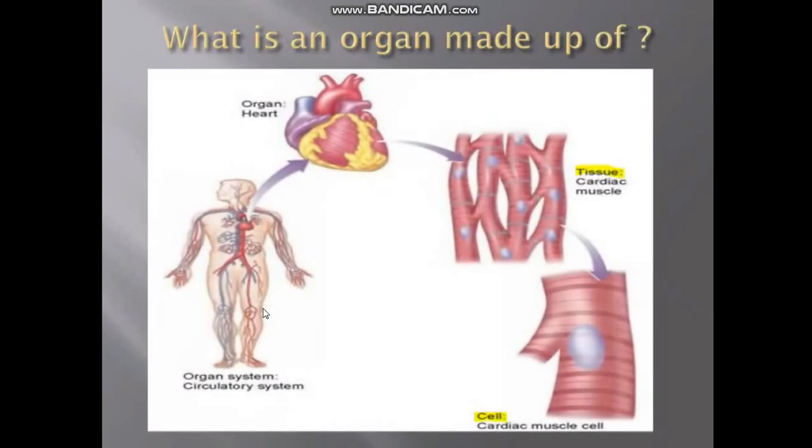Like in this circulatory system, this is the heart. The heart is made of tissues. This is the tissue, and this is the shape of the tissue, as you see in the picture. And the tissue is made of cells. Okay, so the system is made up of organs. Each organ is made of tissue, and tissues are made of cells, and the cell is what we are going to talk about in this lesson.